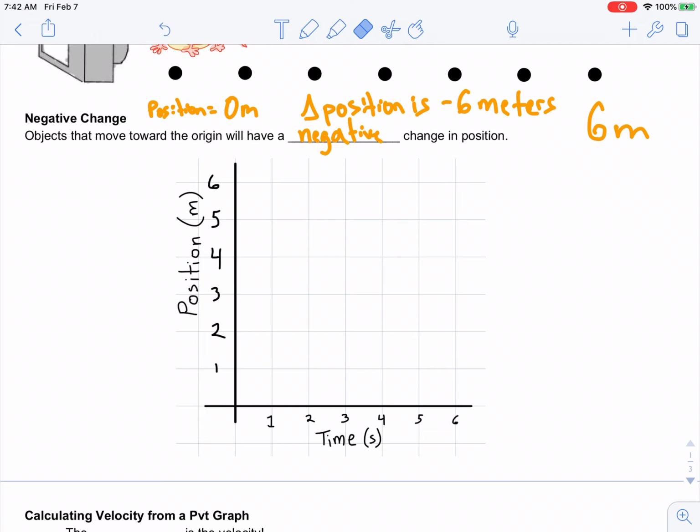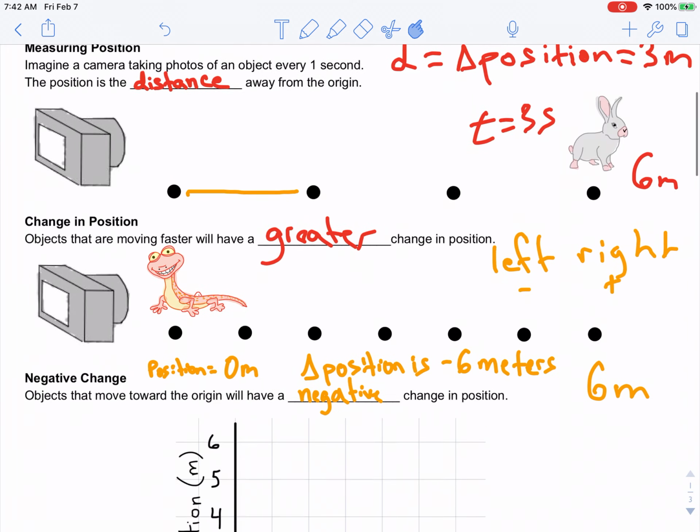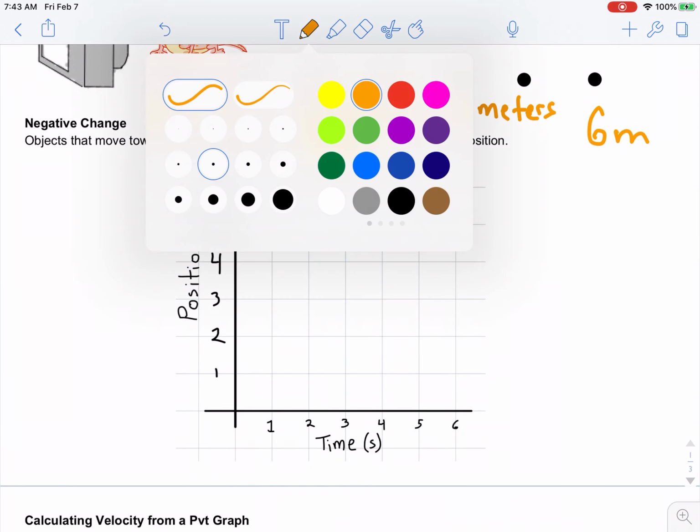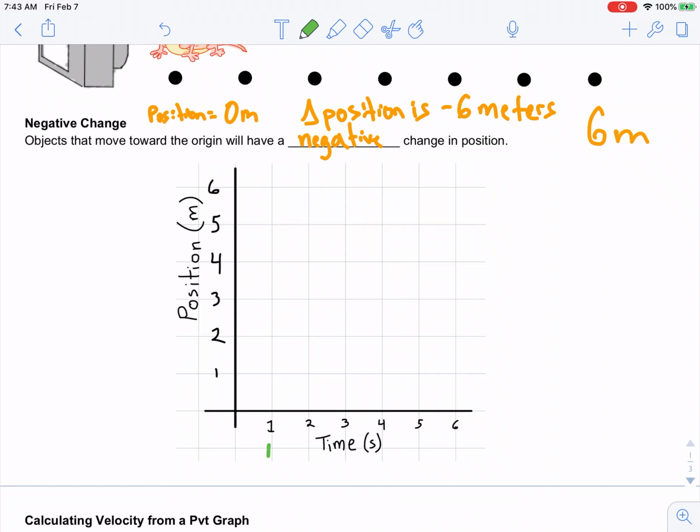Cool. So this is the meat and potatoes of this video. We have to talk about position versus time graphs. In green, I have the turtle. Here's time on the x-axis. At second number 1, he was at 1 meter. At second number 2, he was at 2 meters. And I'm just plotting where he was at each time interval. Remember, at 3 seconds, he was at 3 meters, so that's a plotted point right there.